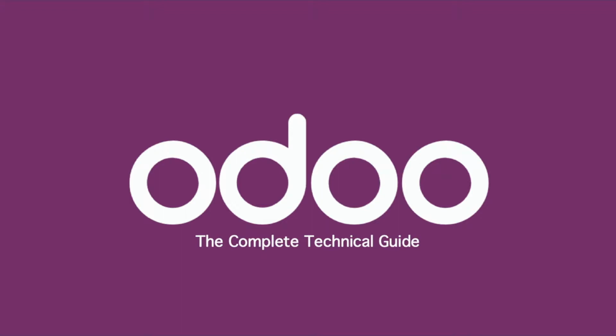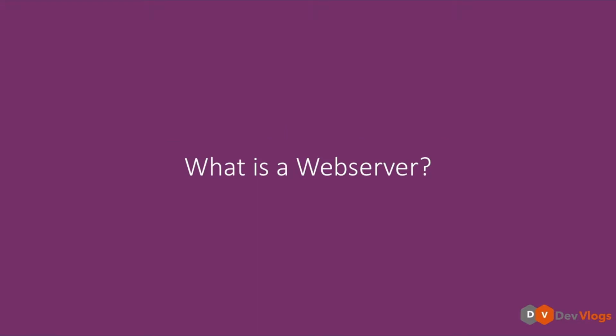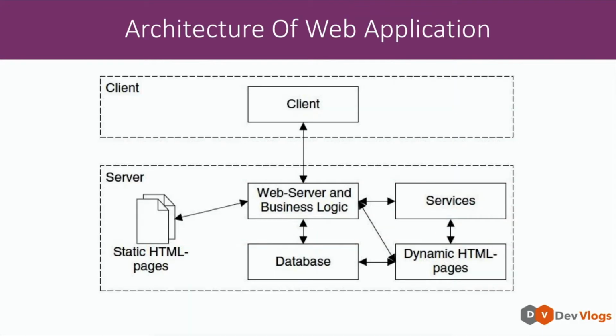So before going into the architecture of ODOO and how it works, we have to see the basics of a web server. So what is a web server? A web server is basically what handles the request that comes from the client, which is the browser. I'll just show you an architecture diagram.